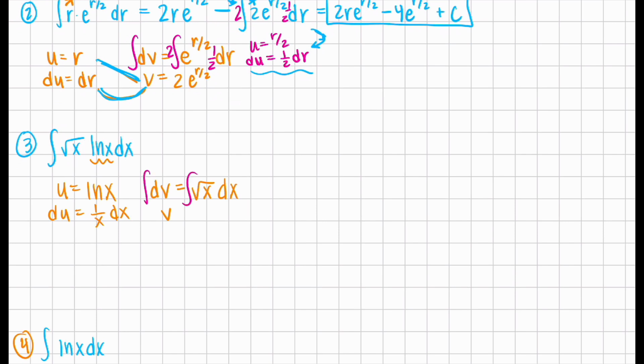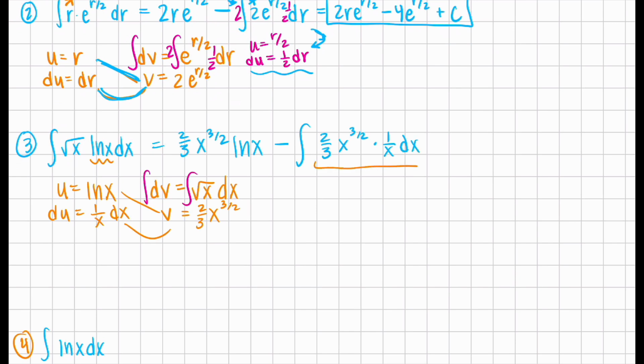Integrate both sides. I get v on the left. On the right, keep in mind that this is x to the 1/2. So I get x to the 3/2, 2/3 out front. All right, so I want u times v. So that's going to be 2/3 x to the 3/2 times natural log of x, minus, in the integral I have 2/3 x to the 3/2 times 1 over x dx.